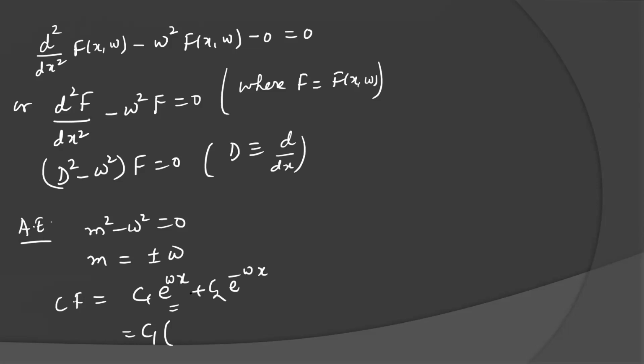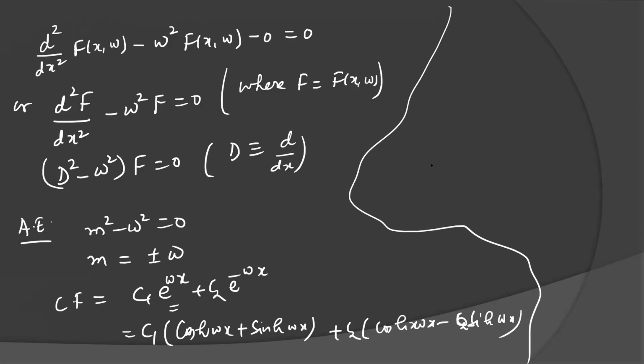We can write e to the power omega x and e to the power minus omega x with the help of cos hyperbolic: C1 (cos hyperbolic omega x plus sine hyperbolic omega x) plus C2 (cos hyperbolic omega x minus sine hyperbolic omega x). So keep cos hyperbolic and sine hyperbolic together. The complementary function will be (C1 plus C2), which I am supposing as A1, cos hyperbolic omega x plus (C1 minus C2), which I am supposing as A2, sine hyperbolic omega x.